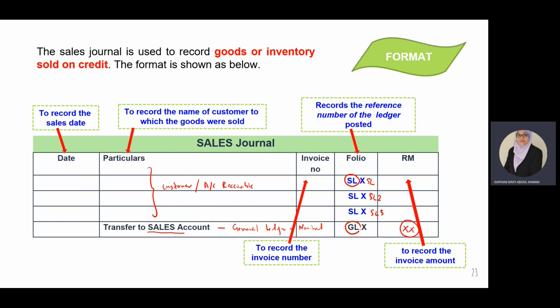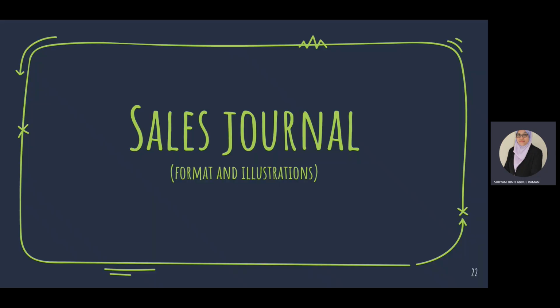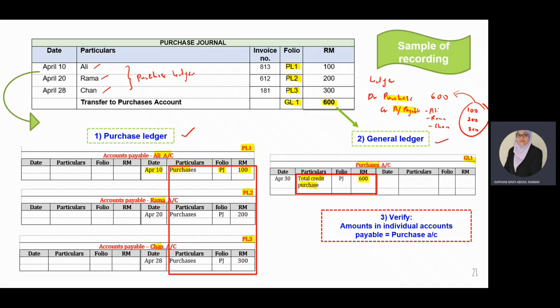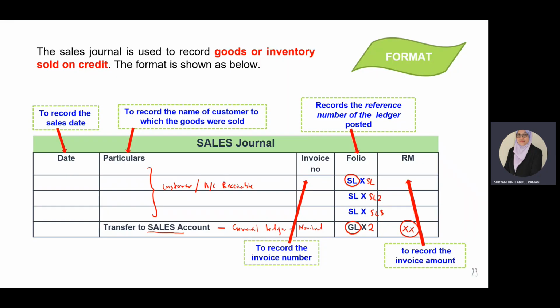So you put the reference as GL, and if this is the second account in general ledger, so you record as GL2. Why GL2? Because GL1 has been used to record the purchases account. As you can see in the previous example, we have used GL1 for purchases account. So we cannot use the same code of reference for sales, or else it will be misleading.